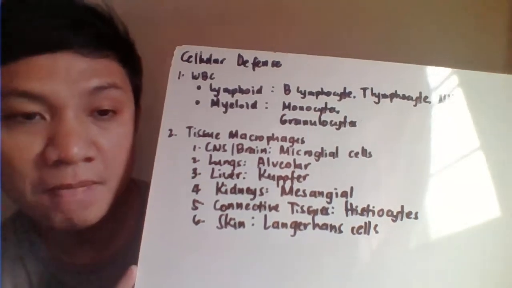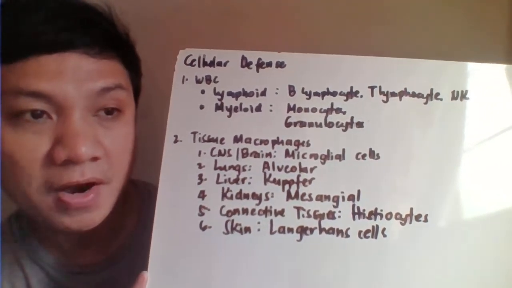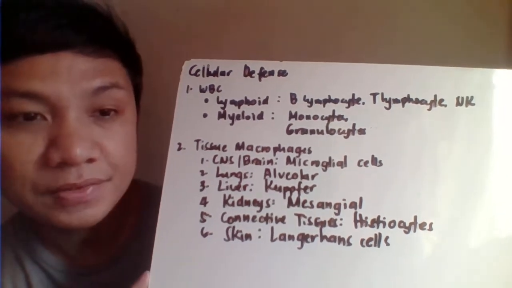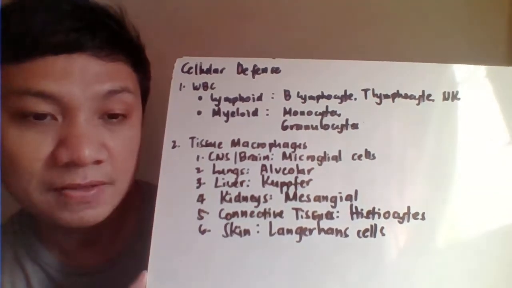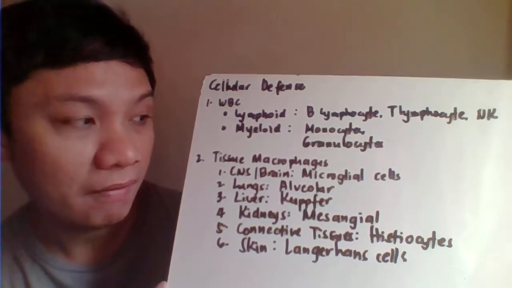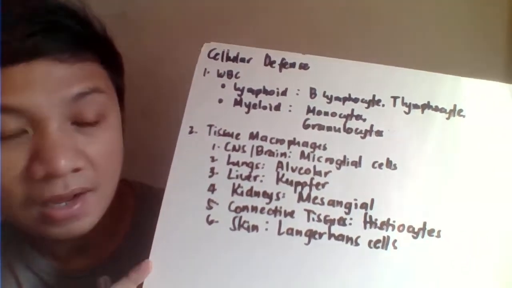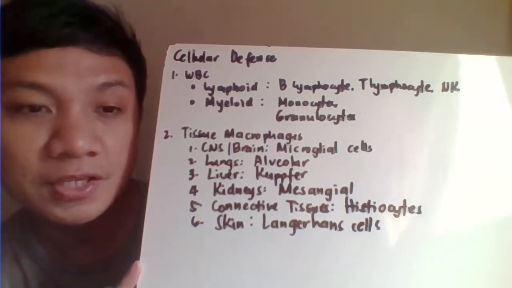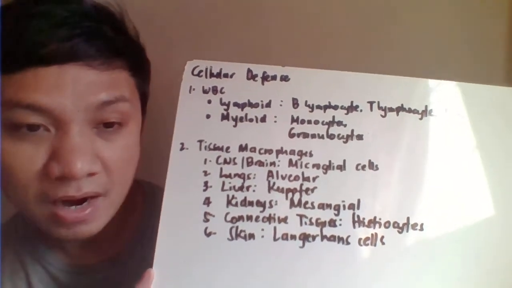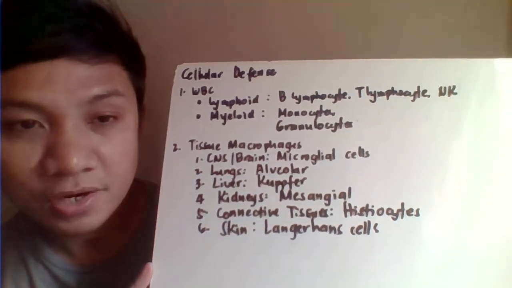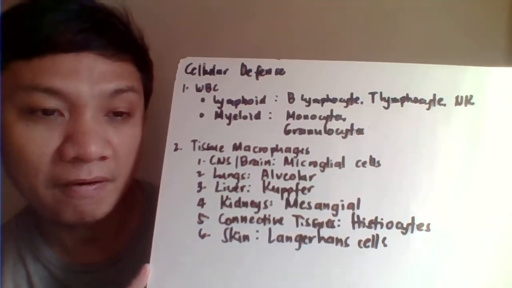And we also have your myeloid cell lines, which include your non-lymphocytic cells, for example your granulocytes, neutrophil, basophil, eosinophil, including your monocyte and our macrophages. Okay, so we have your tissue macrophages. Tissue macrophages are just your tissue monocytes. Once they are in peripheral circulation, most likely they are monocytes, but once they enter the tissues, they become your macrophages.